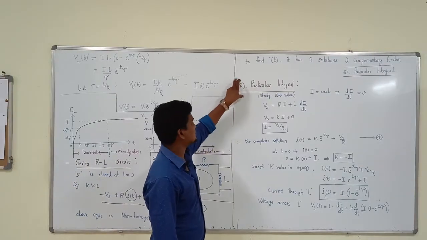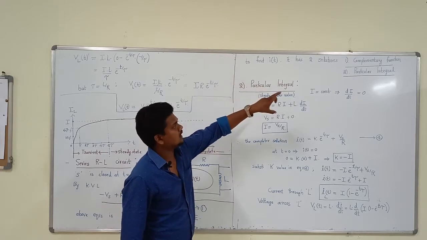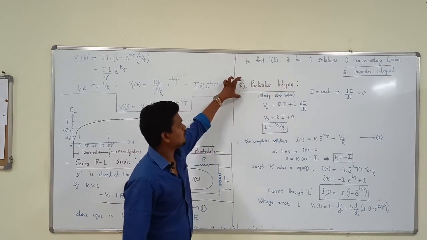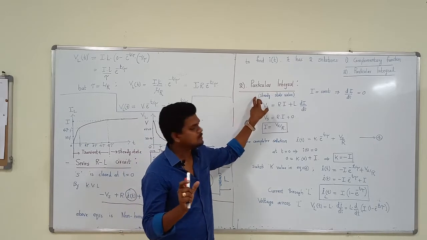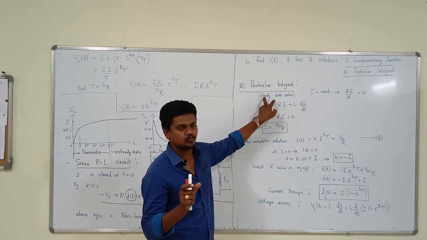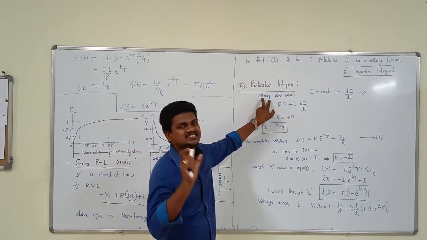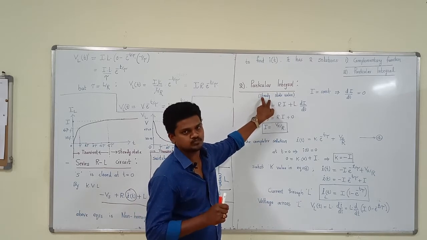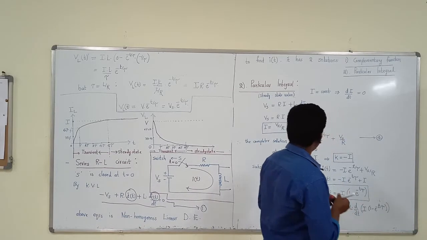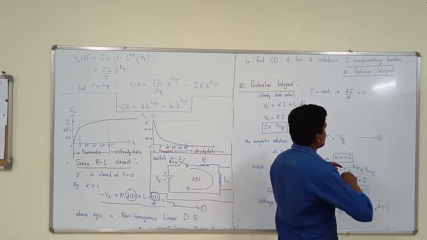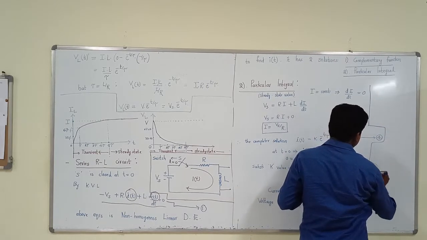Now the second thing, particular integral. So the first thing, complementary function, is completed. Now we will discuss the second part, particular integral. Particular integral directly gives the steady state value. Steady state value means the value is constant, with no change. Generally, any current or voltage has transient values and steady state values.